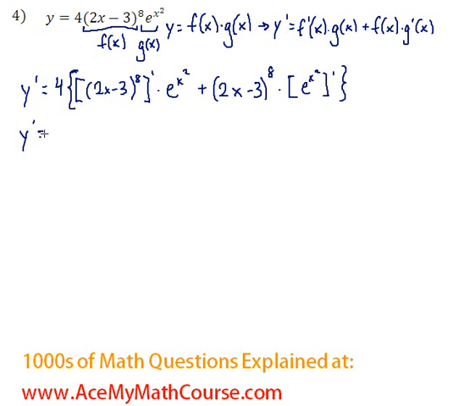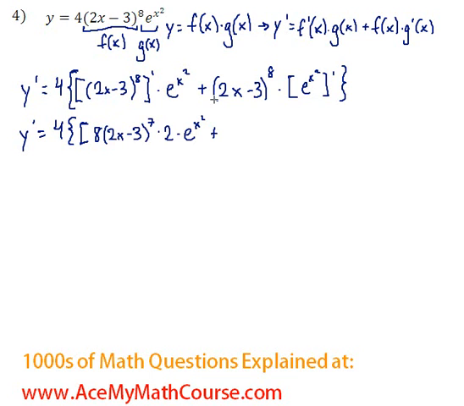Okay, so let's get started. Now the derivative of 2x minus 3 to the power of 8, we're going to have to use the chain rule. So the derivative of the outside function, which is x to the power of 8, would be 8x to the power of 7 times the derivative of the inside. And the derivative of 2x minus 3 would be just 2. And we're still multiplying that by e to the power of x squared.